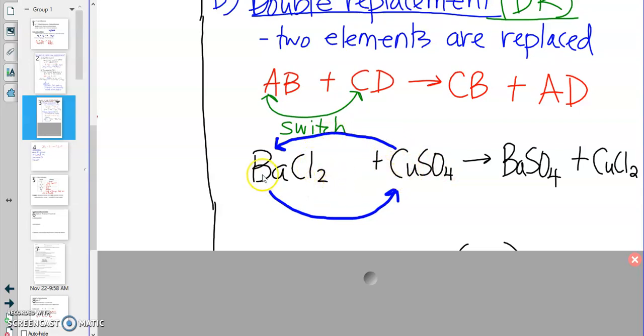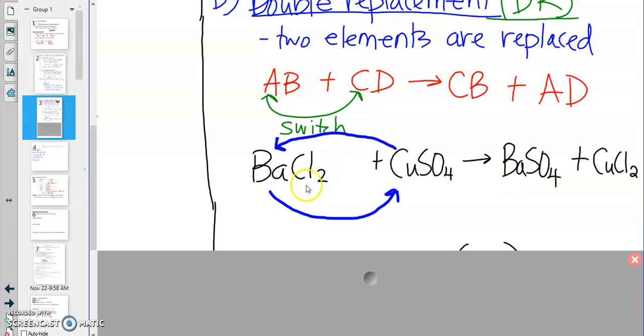And so, instead of barium chloride, now it's going to be barium sulfate, because we've kicked out that copper. And now copper is going to come over with the chlorine, make copper chloride. We have barium sulfate and copper chloride. We have made that double replacement between both the atoms.